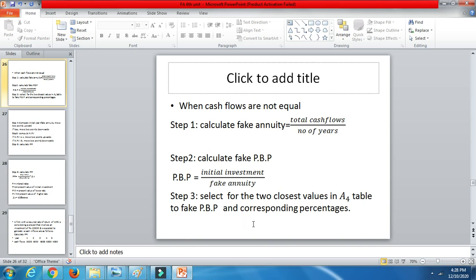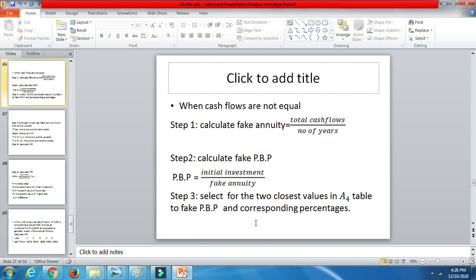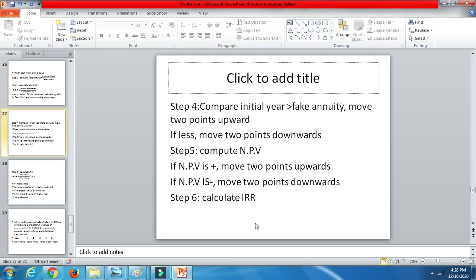Now select the two closest values in the A4 table to the fake payback period, and their corresponding percentages simultaneously. After getting these values, compare the initial year cash flow with the fake annuity. If it is more, you need to move 2 points upwards. If it is less, move 2 points downwards.